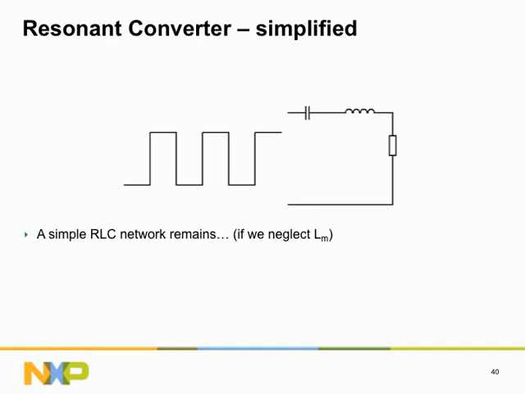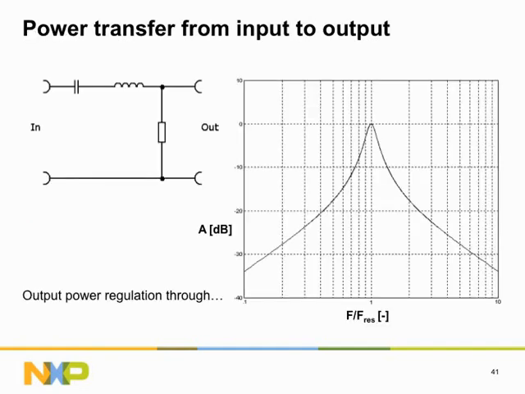We're having a look at the power transfer function of the RLC circuit. The resonant frequency, Fres, of this circuit is determined by the value of the inductor and the capacitor. At the resonant frequency, the impedance of the series resonant LC circuit is 0. This is the condition for transferring the maximum amount of power. In the graph, this is the peak of the curve where the gain, A, is 0 decibel. Both on the left and right side of the peak, the gain is below 0 decibel.